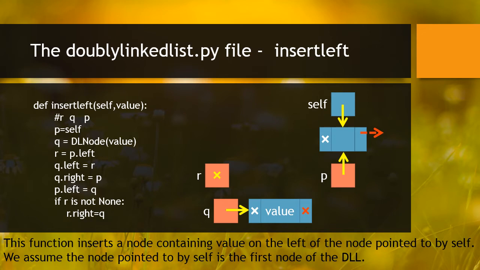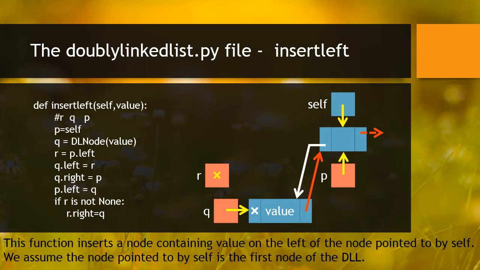Q dot left is R. Make the left of Q point where R is pointing. R is none, so left of Q is also none. Q dot right is P. Make the right of Q point where P is pointing. And then P dot left is Q. Make the left of P point where Q is pointing.